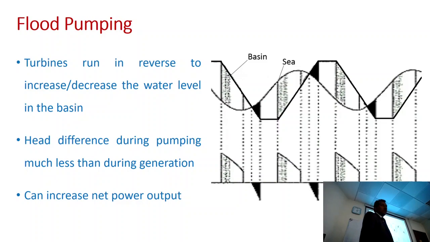And your turbines can also run in reverse to empty the water levels as well. Sometimes that is also possible, but it doesn't generate any electricity. But head difference during pumping is much less than during generation. By doing this, you can increase the net power output.